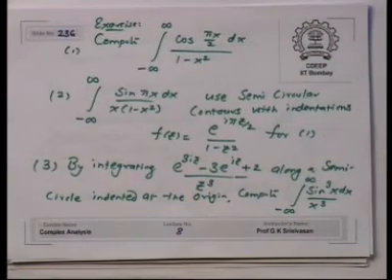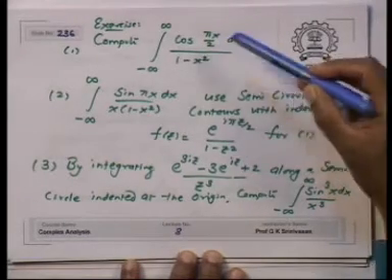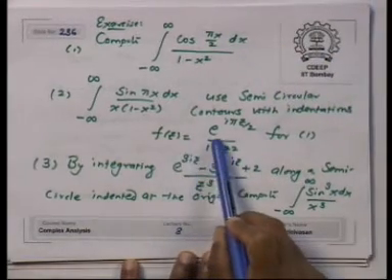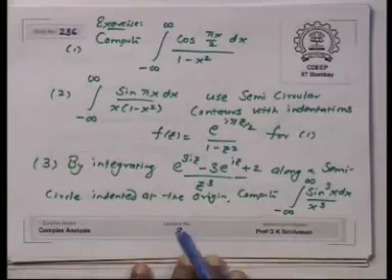Next exercise, compute the integral from minus infinity to infinity of cos(pi x by 2) dx upon 1 minus x squared, and the next exercise is the integral of sin pi x dx upon x into 1 minus x squared. Use semicircular contours with indentation. For this one, which is the function we will take? f(z) equal to e to the power i pi z by 2 upon 1 minus z squared. Where are the poles?